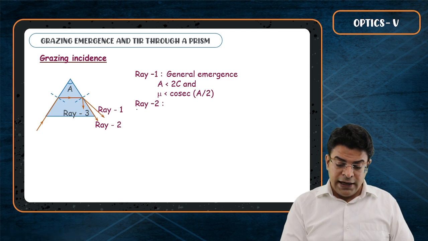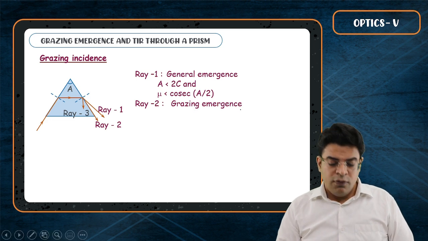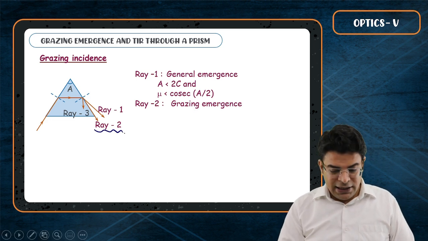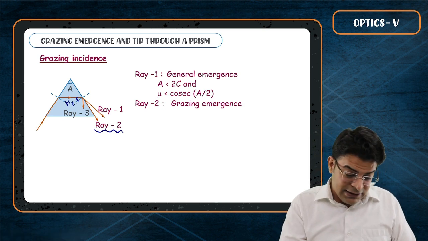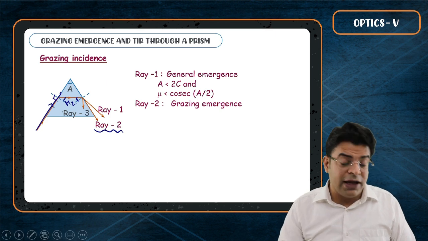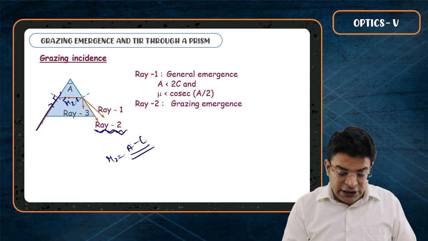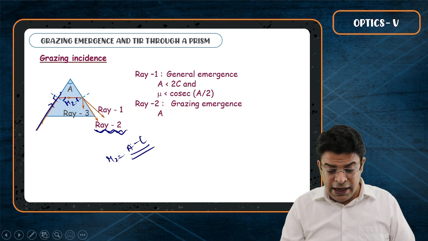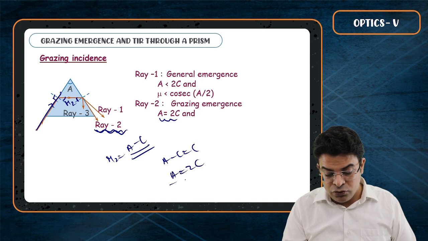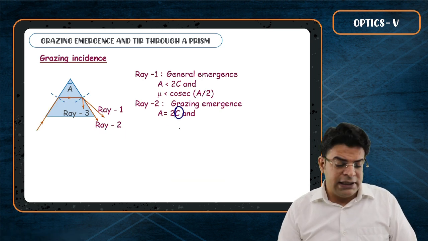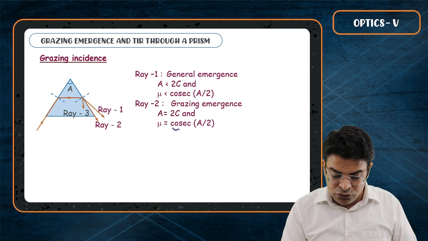If we want the ray to come out the way ray 2 comes out, that is grazing emergence. For grazing emergence, we say that this angle R2 should be the same as the critical angle. And for this case, since I is 90 degrees, R1 equals C, R2 will be equal to A minus C. So for grazing emergence, R2 has to be equal to C. So A minus C should be equal to C, and A minus C equals C means A equals 2C. Now in place of C, substituting sine inverse 1 by mu and doing the same steps, we get that mu has to be equal to cosec A by 2.